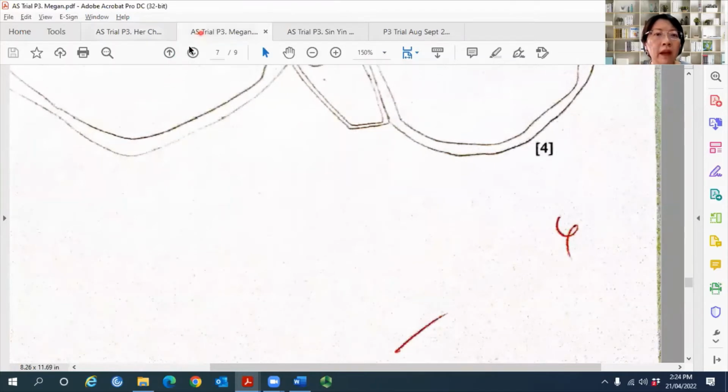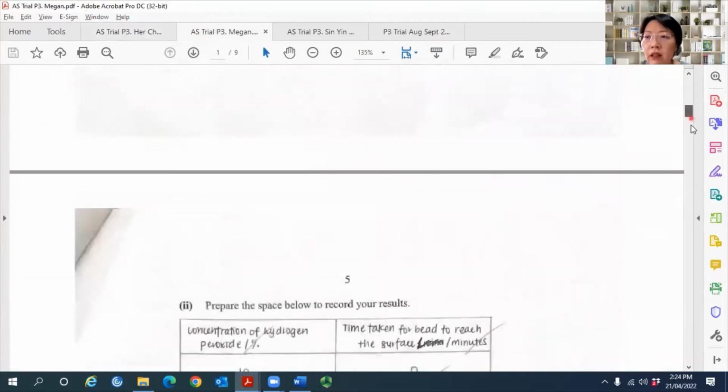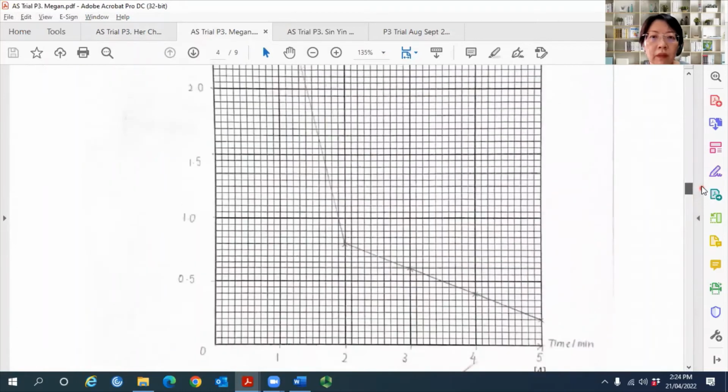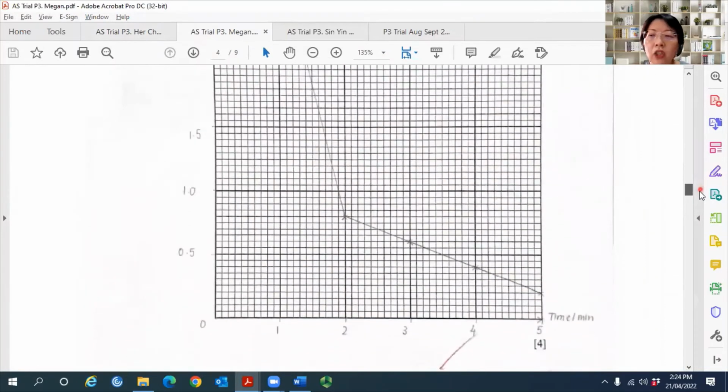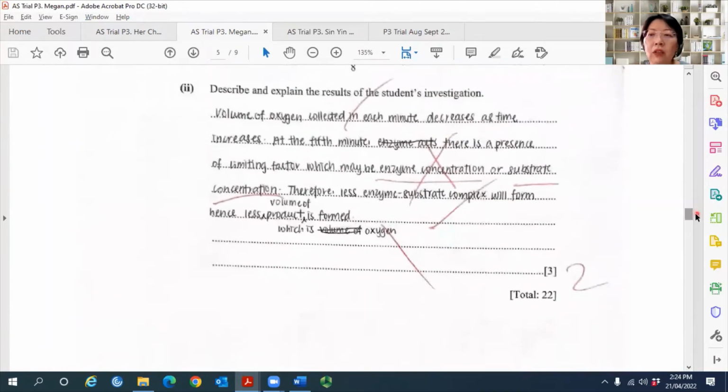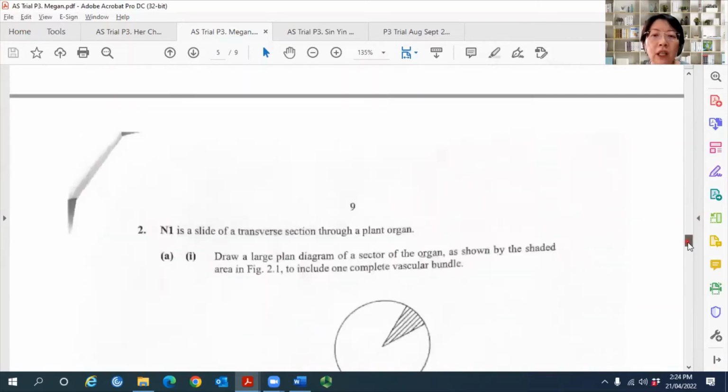Yes. Okay. Now, what about Megan's drawing? Megan's drawing, her Cheng Han get the top, is the top for paper 3. How much he get? 37 out of 40. Okay, her Cheng Han is 37 out of 40. Megan is 36 out of 40.